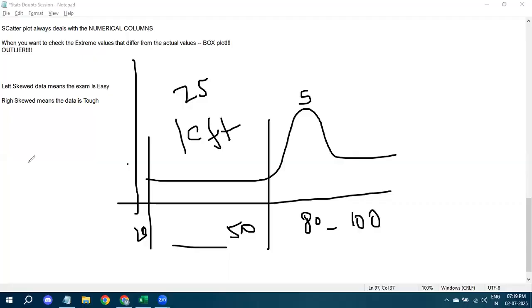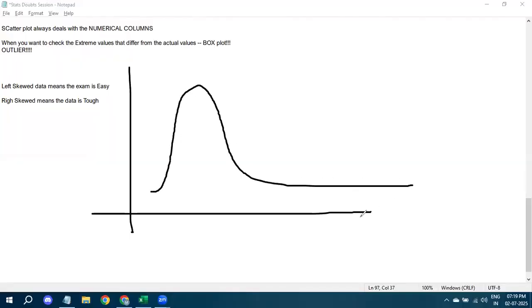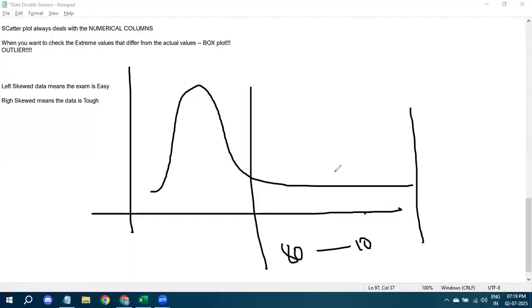Okay. Now, the next one is right skewed data. For the right skewed data, the tail will be more at the right hand side. That means 80 to 100 will be less, whereas here it will be more. The occurrence of the values will be more from 20 to 50. Clear? This is called right skewed.